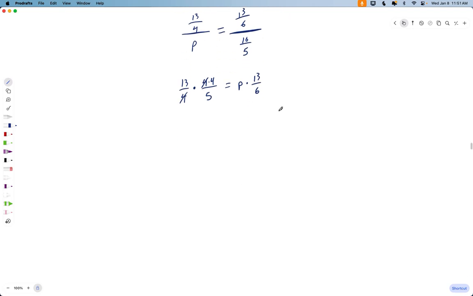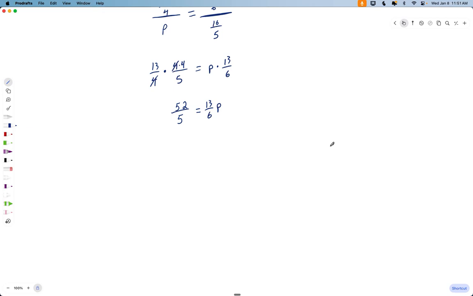Okay, so now what I really have is 13 times 4 in the numerator here. And that's going to be 52, I think. Yeah, 52 over 5 is equal to 13 over 6 times p.